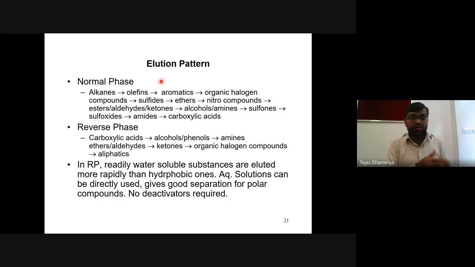Elution means to elute. To elute means to come out. If we are performing column chromatography, which consists of two components, polar component as well as non-polar component, so which compound will come out first?